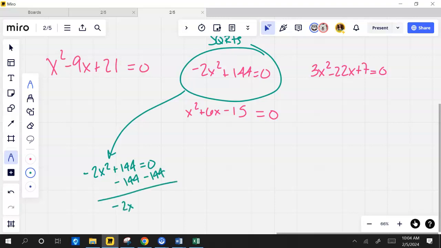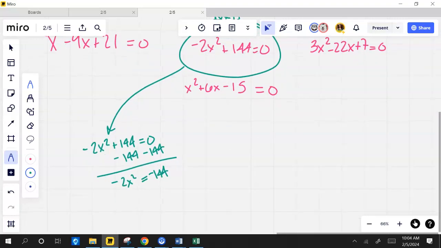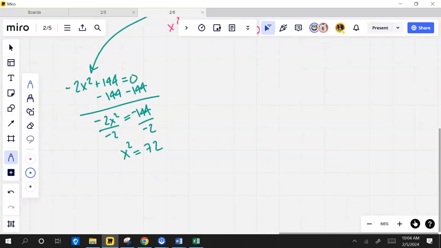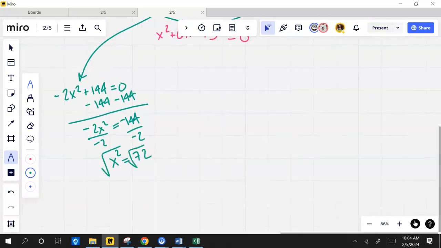So I got negative 2x squared equals negative 144. Now what do I do? Divide by negative 2. So I've got x squared equals 72. What now? Can I leave it like that? Why? I can simplify it. I can do this with it, right?